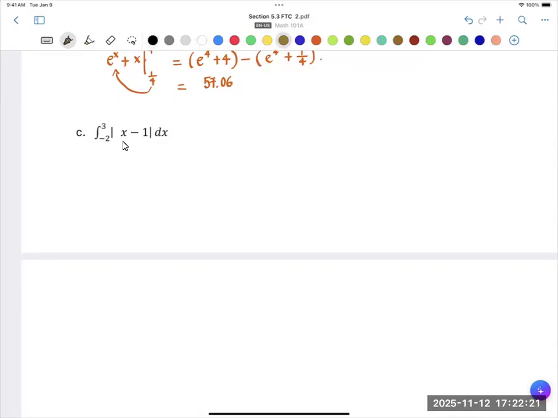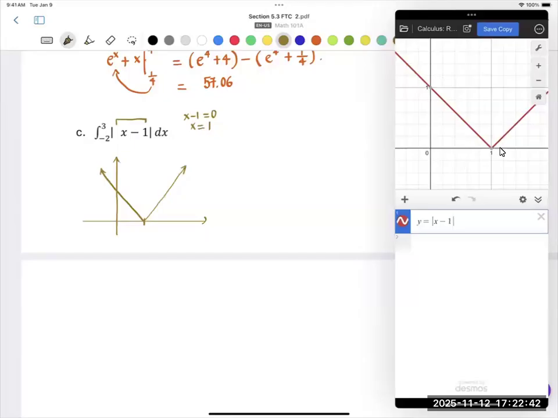We're going to set x minus 1 equals 0, so you're going to have x equal 1. This is where your absolute value function has the sharp corner. So you draw that: at x equals 1 you have the sharp corner, and the absolute value function will look like this. If you draw that in the decimal to confirm, you're going to see something like this.